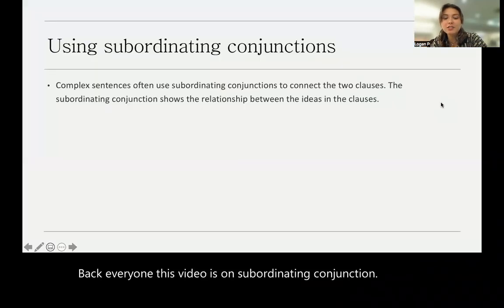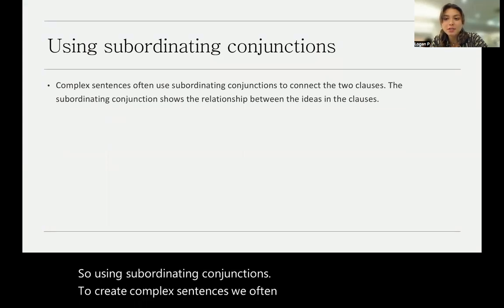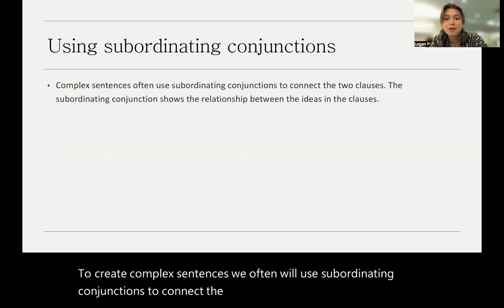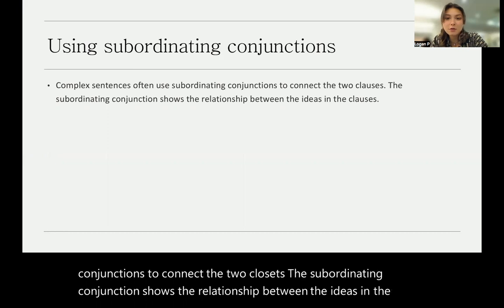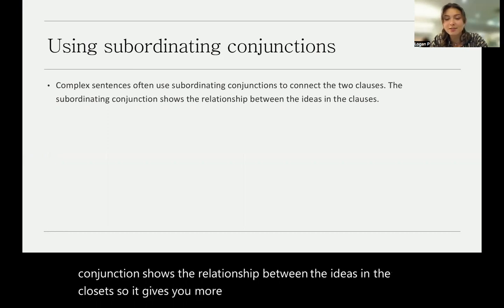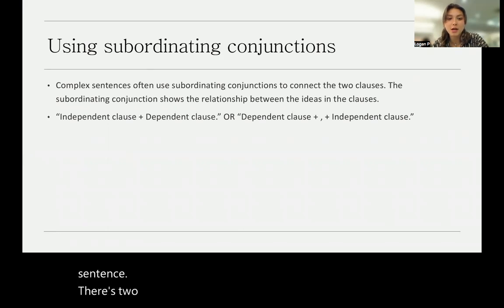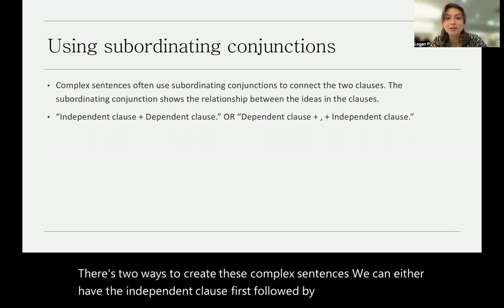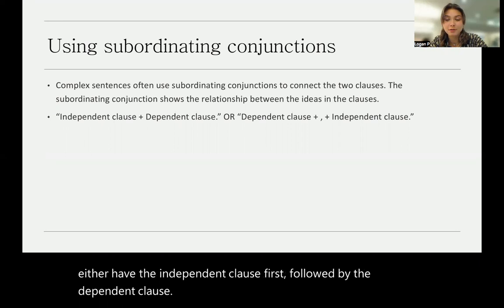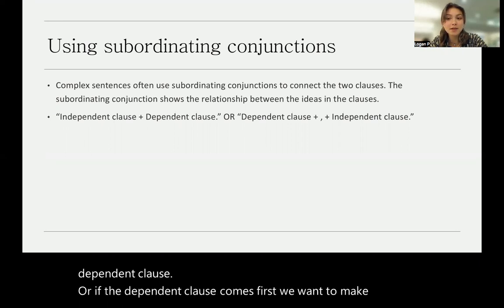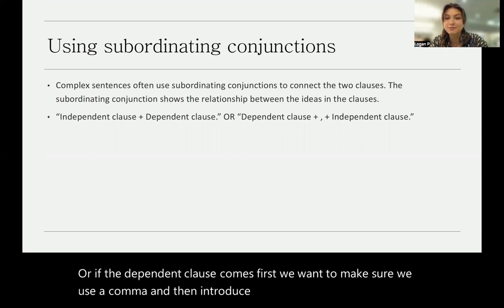Welcome back, everyone. This video is on subordinating conjunctions. So, using subordinating conjunctions to create complex sentences, we often will use subordinating conjunctions to connect the two clauses. The subordinating conjunction shows the relationship between the ideas in the clauses, so it gives you more information on the meaning of the sentence. There are two ways to create these complex sentences. We can either have the independent clause first, followed by the dependent clause, or if the dependent clause comes first, we want to make sure we use a comma and then introduce the independent clause. So let's look at some of our subordinating conjunctions.